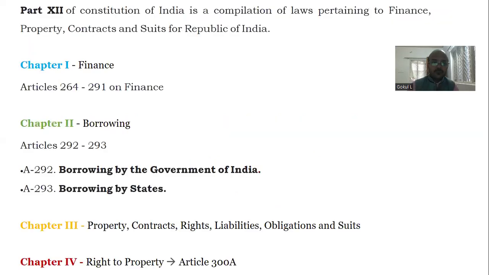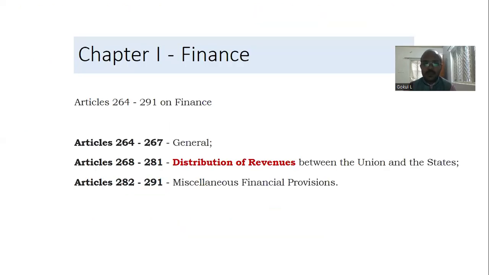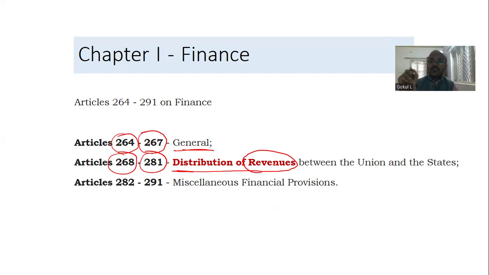Okay, so what does this part speak about? Part 12, from 264 to 291. We have 264 to 267, general provisions. Next, 268 to 281, it speaks about distribution of revenue. So this is what is very important.